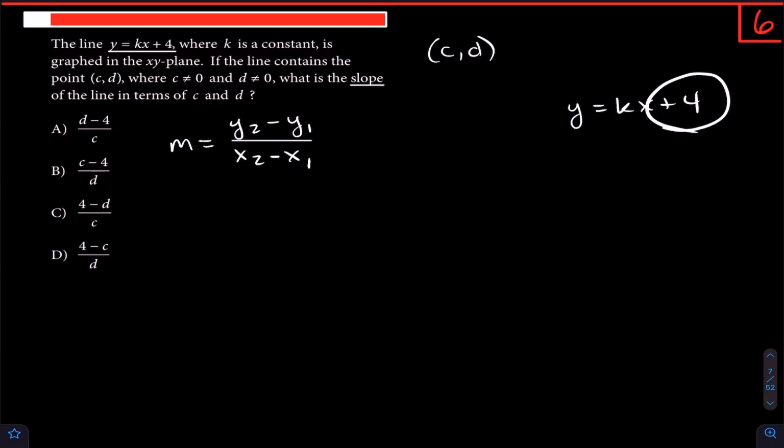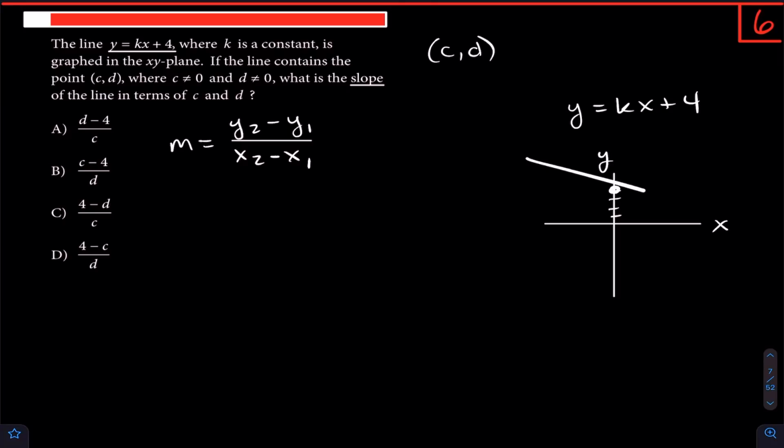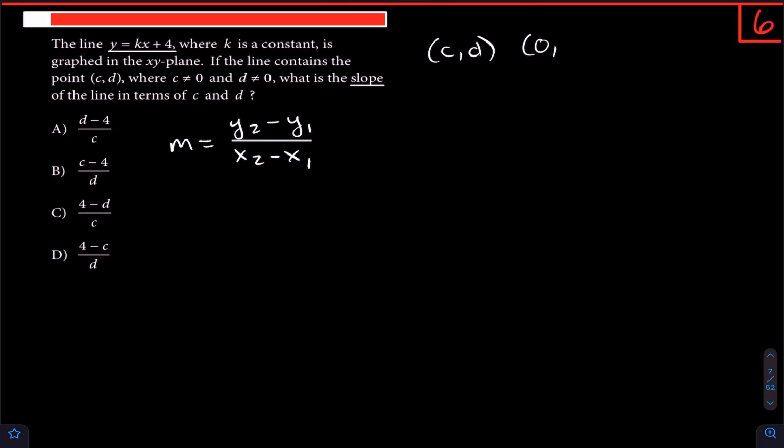Because the y-intercept gives you a point. If I draw my xy axes here, we know that this line crosses the point 0, 4. We know it's got to cross this. We don't know what the slope is, but we know it at least crosses this point. And the coordinates of this point are 0, 4, not 4, 0. And that is my other point.